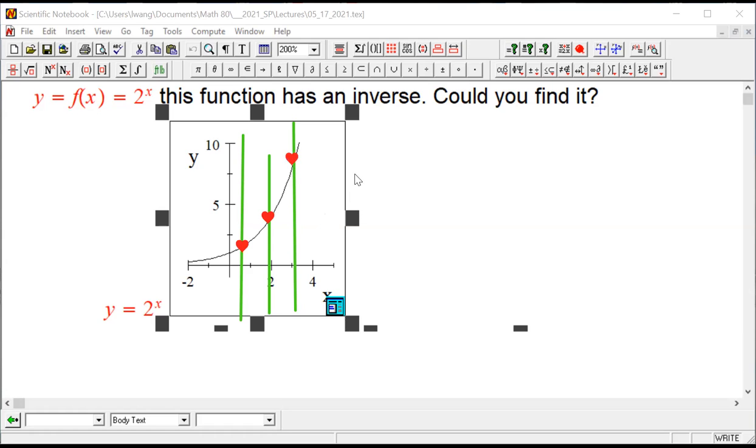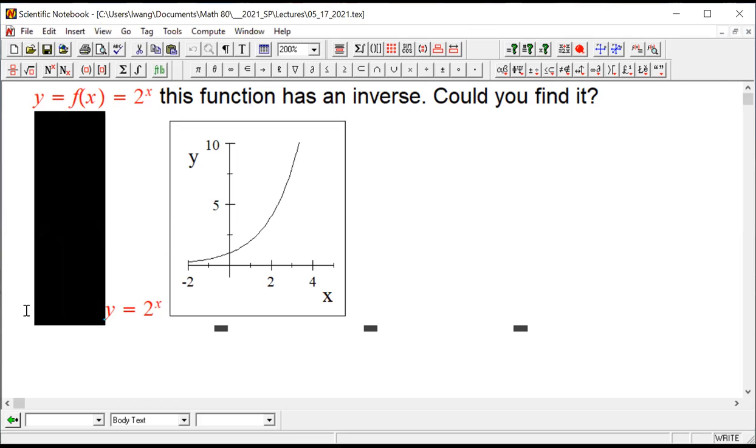Horizontal line, we draw arbitrarily. We cross it no more than once. Why does this one not cross? Because the range doesn't go there, right? We cross it only once. So it passes both the vertical line test and the horizontal line test. It's a one-to-one function. It has an inverse, right?